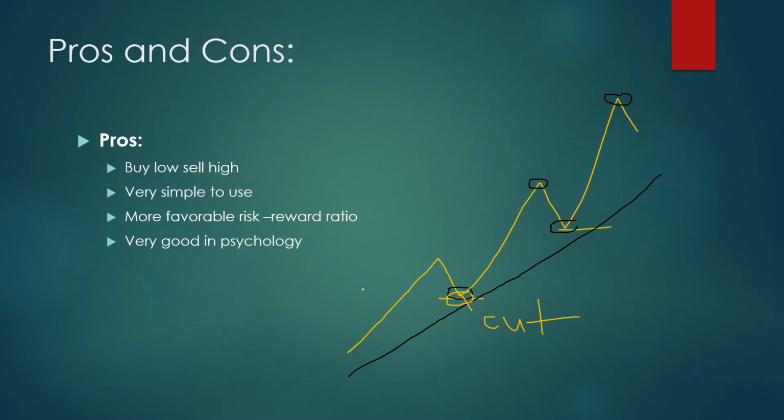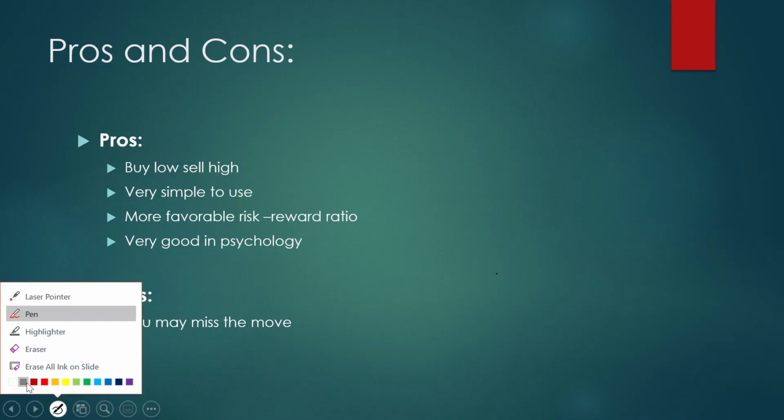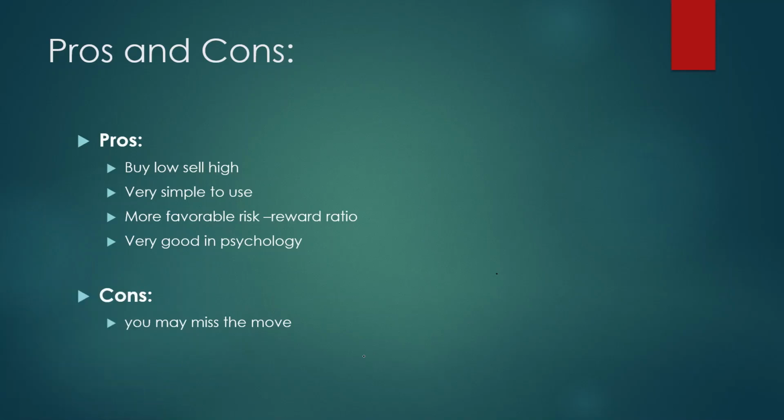At syempre, meron din tayong cons. Number 1 is you may miss the move. So what does it mean? So for example, ito yung ating trend. Up, down, up, down, up, down. Okay? Ito yung ating trend line, say for example, or exponential moving average yan.